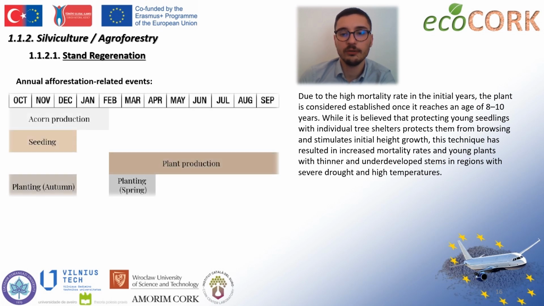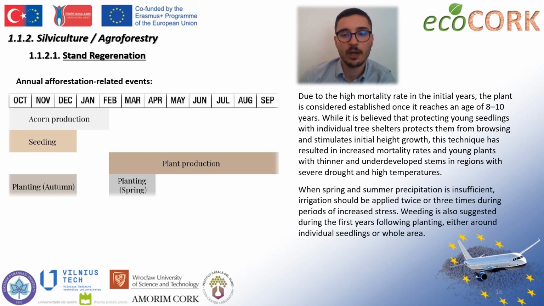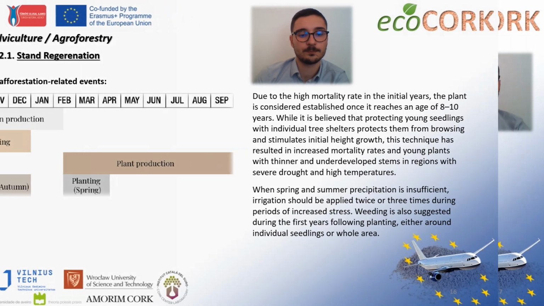People think that putting individual tree shelters around young seedlings will keep animals from eating them and help them grow taller at first. However, this method has led to more young plants dying and stems that are thinner and less developed. When there isn't enough rain in the spring and summer, irrigation should be done two or three times during times of high stress. During the first few years after planting, you should also pull weeds.